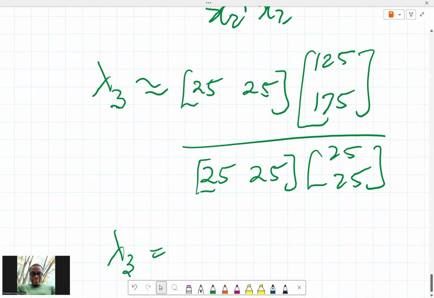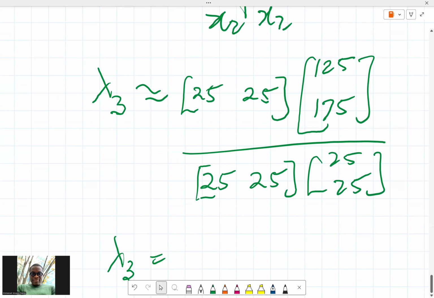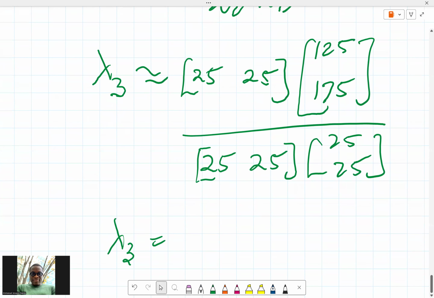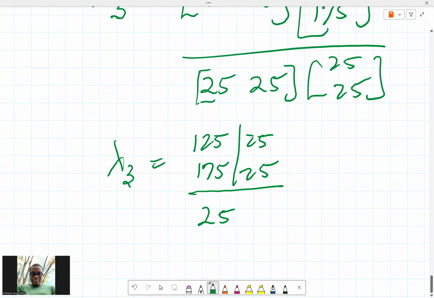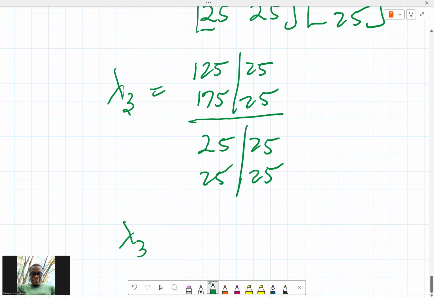So this is 125 times 3, right? Okay, so this is 125, 175 multiplied by 25, 25. This is totally not necessary, like I said. So lambda 3 equals 125 times 25, that's 25 raised to power... I think I need to punch a calculator. Okay, I can go for that for sure.